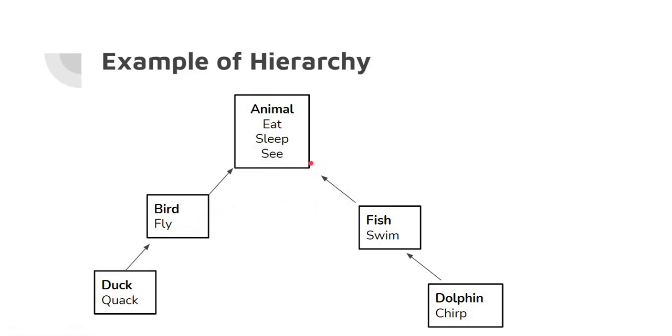On the other side we have the Fish class that extends Animal. It can also eat, sleep, and see like all other animals, but not all animals can swim, so we put the swim method in the Fish class because the fish category can swim. Not all birds can swim, so this doesn't correlate. Then you have Dolphin that extends the Fish class. The dolphin can swim, eat, sleep, and see. But now it can chirp, make noises that are unique to the dolphin.